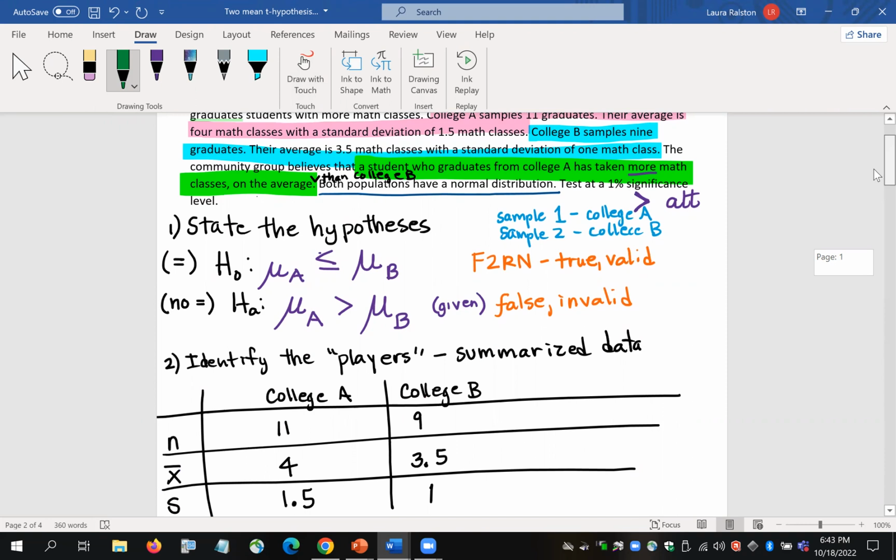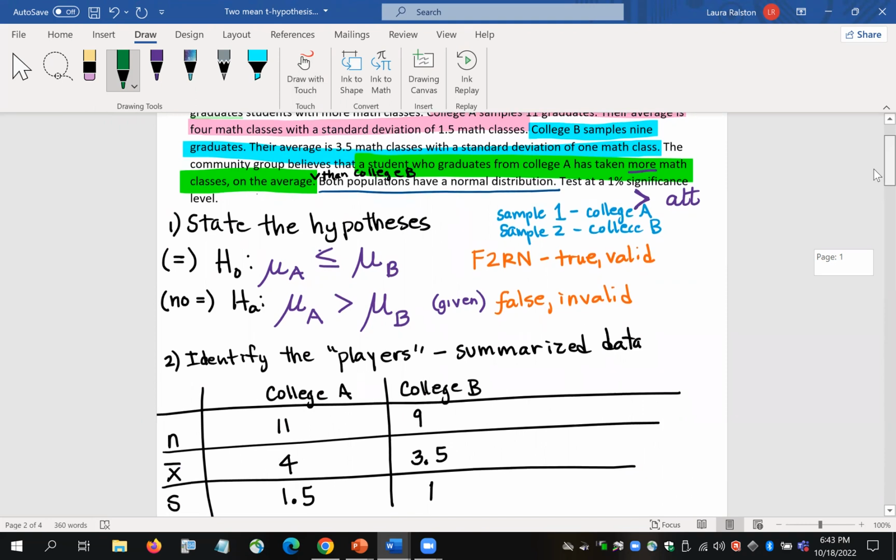The statement that is highlighted in green is my alternative hypothesis. My null hypothesis is that college A takes less than or equal to college B, which is not more than.